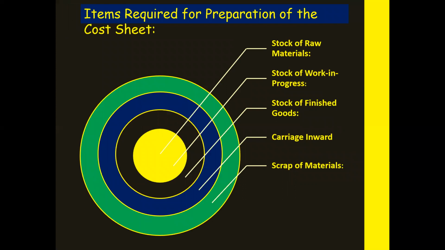That is stock of raw material, which was in the prime cost, stock of work in progress in the work cost, stock of finished goods, cost of production, and in the total cost, the last one, selling and distribution overhead, includes carriage inwards, scrap of material, transportation, all these costs.